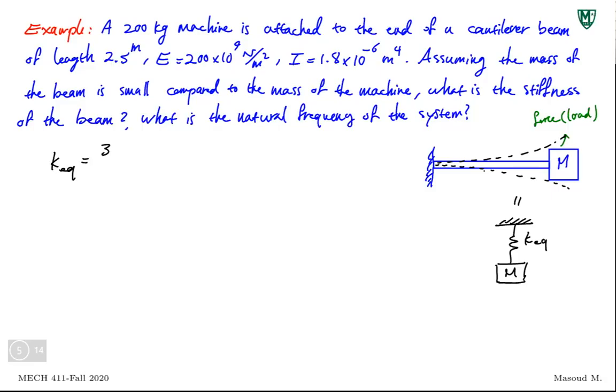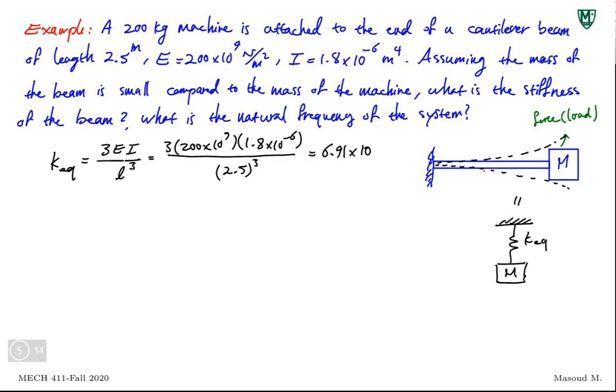So the equivalent stiffness would be 3EI over L, if I'm not wrong. Actually, you can look up cantilever beam. So 3EI over L cubed. Just replace the values. You're given pretty much everything you need: E times I, which is 1.8 × 10^-6, divided by the length, 2.5, cubed. That'll give you a value. I did the math, but you should definitely double check this number. Hopefully I got it right.